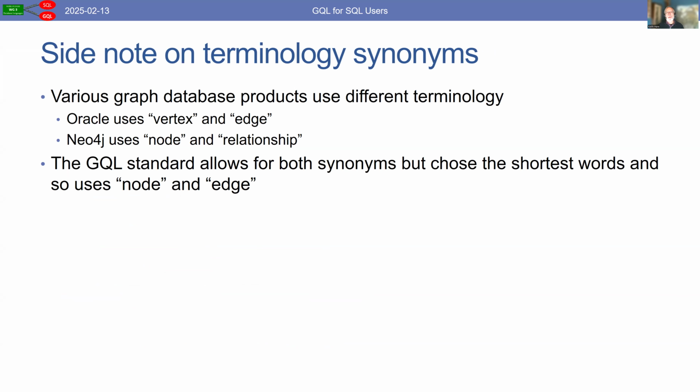Quick side note on the terminology. Different vendors use different terminology. For example, Oracle uses vertex and edge. Neo4j uses node and relationship. When we wrote the standard, we compromised and allow for both synonyms, but generally we use node and edge in part because those are the shortest words.